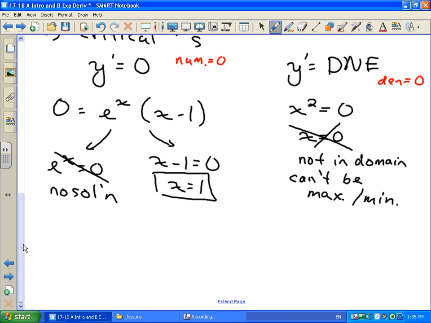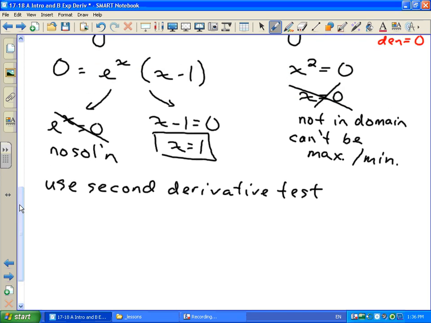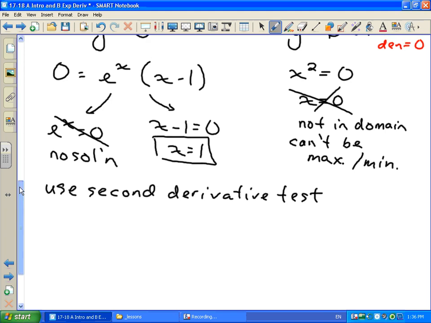How can we figure out whether this is a local maximum or a local minimum? We can use the second derivative test. Now, you don't have to use the second derivative test. You could have used the first derivative test, set up your interval table, at which point you would probably make sure that you considered values of x that were less than 1 but greater than 0.